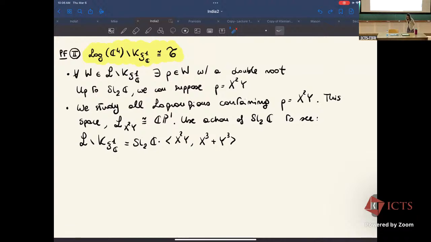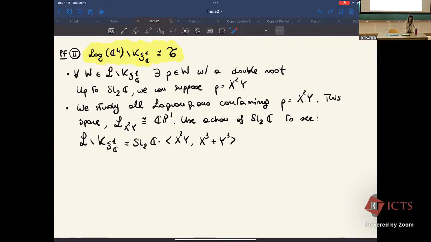And so for the complement, as I was saying to Subhojoy, it's really a calculation. What you do is take any Lagrangian. In fact, this is true just for any Lagrangian: any Lagrangian contains a line with a double root. And up to SL2C, if your line has a double root, it also has a single root. So I'm just choosing the double root to be 0 and the single root to be infinity. Up to SL2C, we can suppose that this line is the class of the polynomial x squared y.